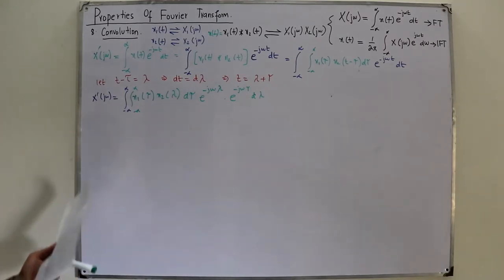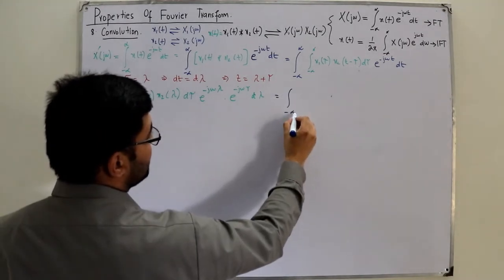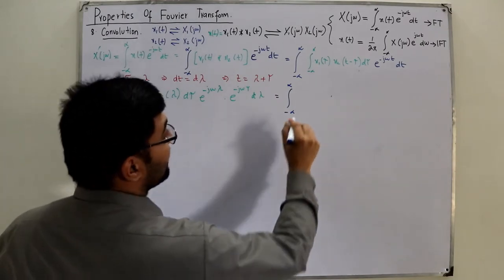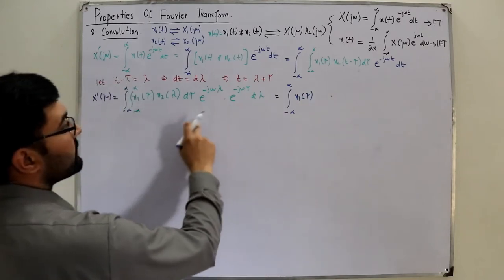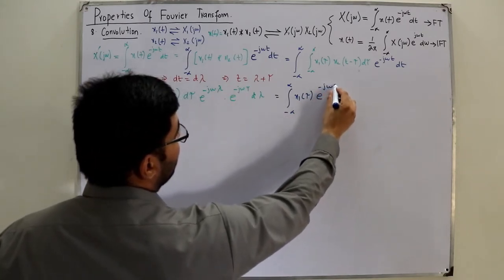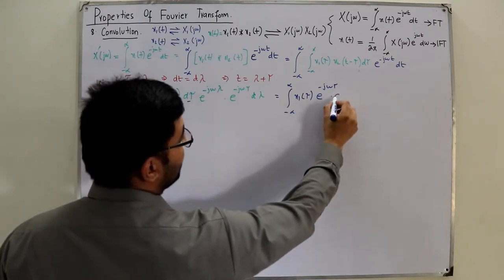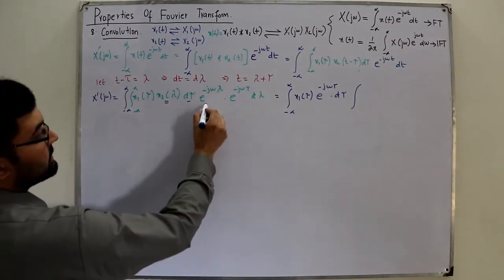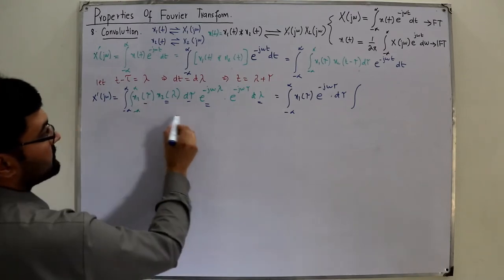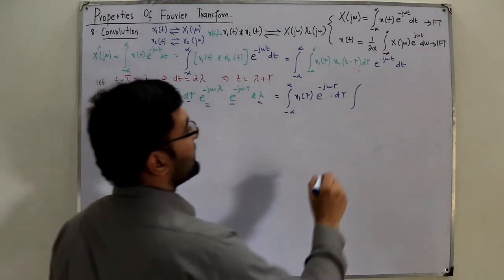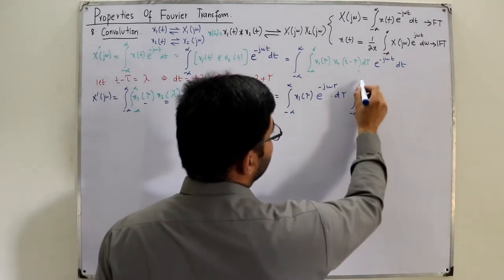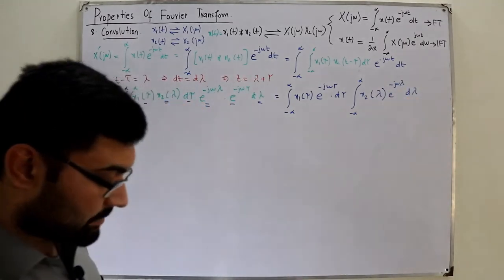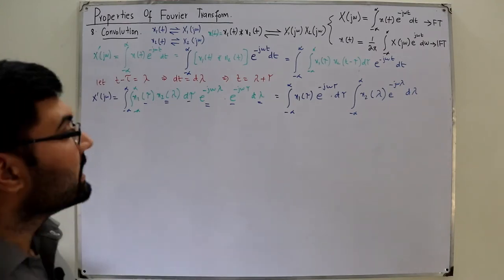Now if I split the integrations, I change the integration order. Negative infinity to positive infinity, I take x1 of tau first, multiply it with the exponential of negative j omega tau, and the integration is with respect to d tau. Then what remains is x2 of lambda, with exponential of negative j omega lambda and d lambda. Have a look, the independent variable does not matter.